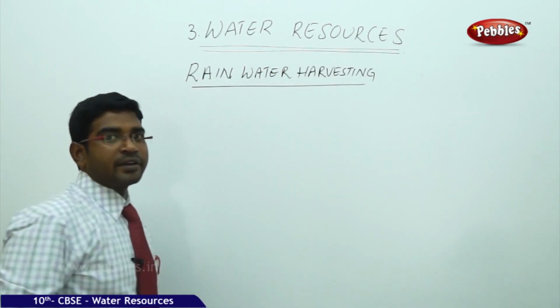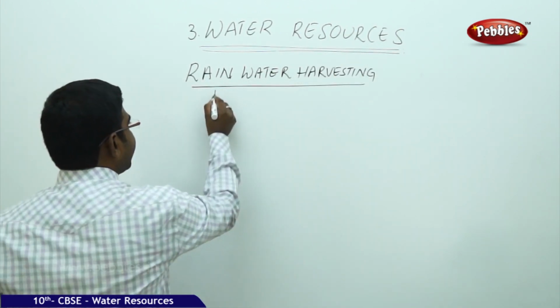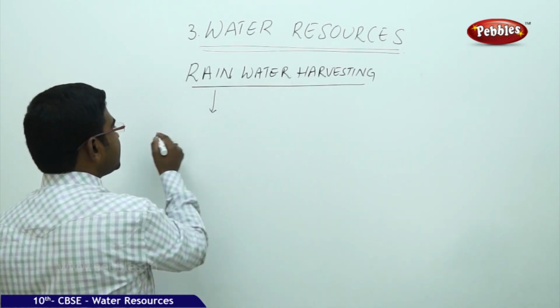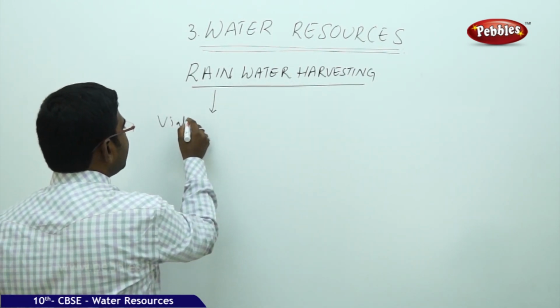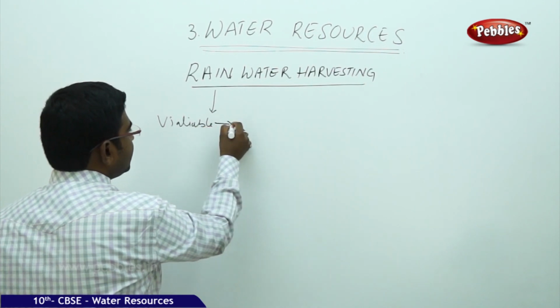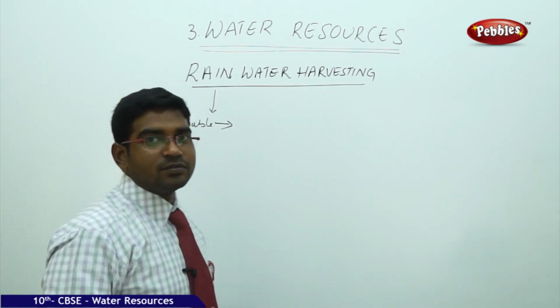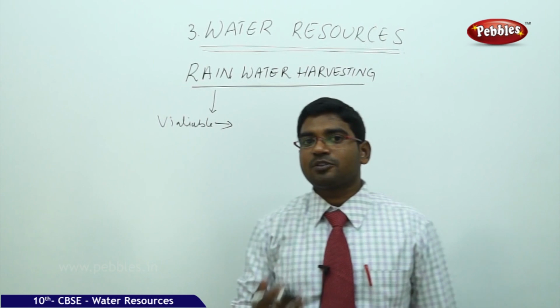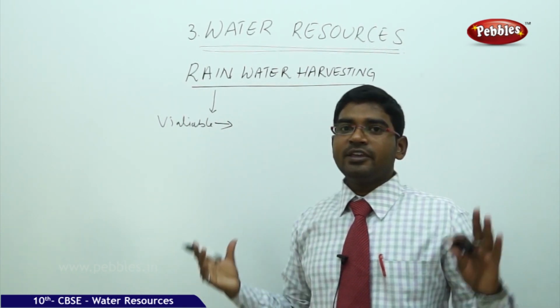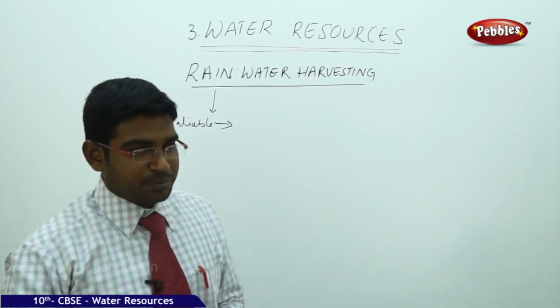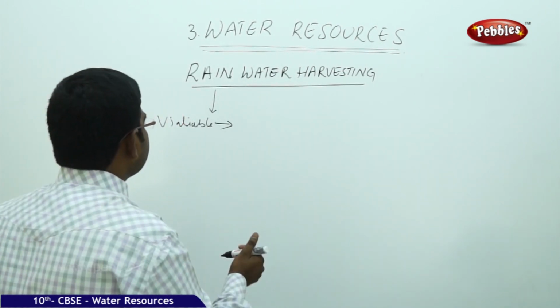What is this rainwater harvesting? Rainwater harvesting is the most viable means, the best alternative for the so-called multi-purpose projects' negative impacts. Here you do not find any kind of negative impacts coming into the picture. So what is this actually?